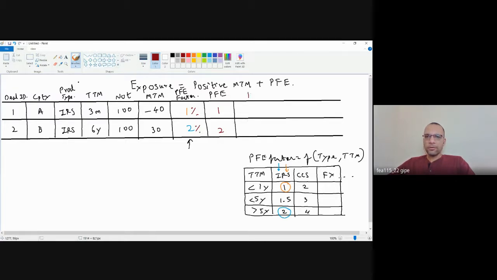And then I can calculate my exposure for the transaction, which is MTM plus the PFE. So can you guess what will be my exposure? We already have the formula which is written here. So you can use this formula for exposure. And can someone tell me what will be the exposure for trade 1 and for trade 2? So these two are the relevant columns which you have to look at, MTM and PFE. Focusing on these columns, can you try what will be the exposure?